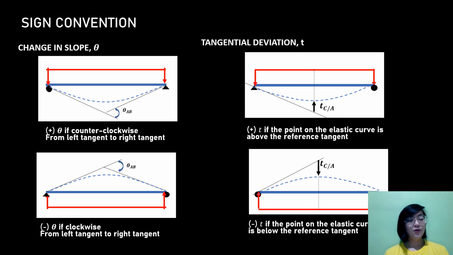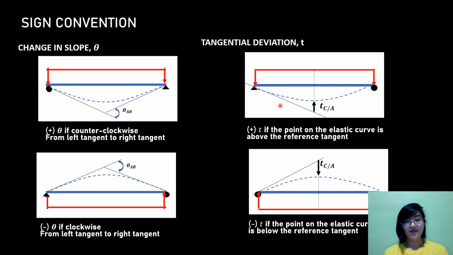So now, let's go to sign convention. The sign convention for change in slope, or theta, is theta is positive if counterclockwise from left tangent to right tangent. So this one is the left tangent and this one's the right tangent. So papunta siya sa right tangent. So it is positive. Next is negative theta if clockwise from left tangent to right tangent. So for yung theta AB going to the right tangent, that is negative.